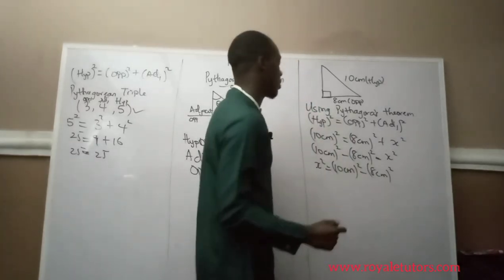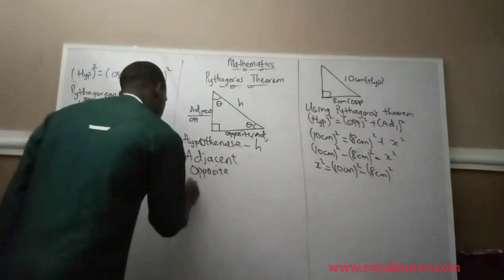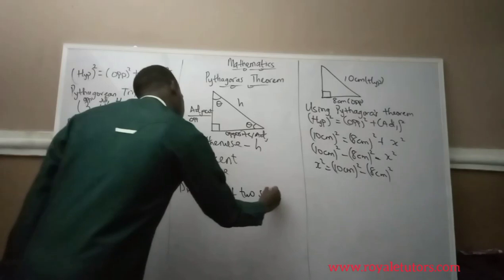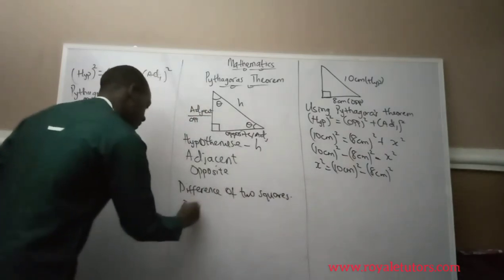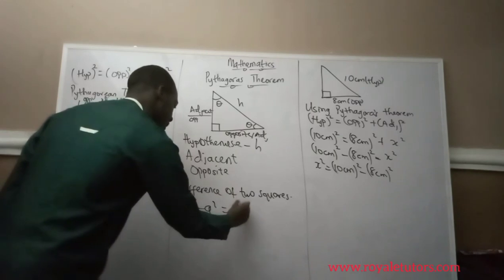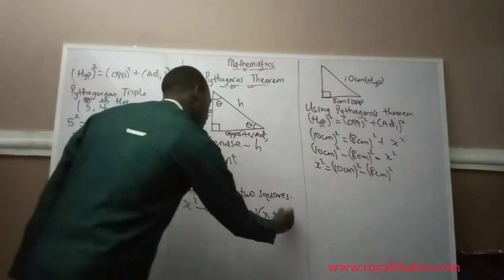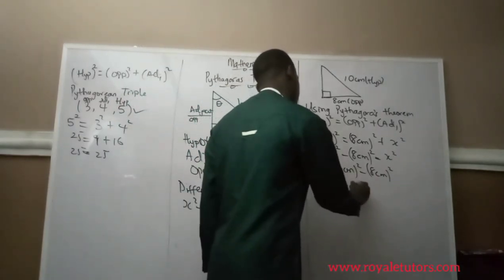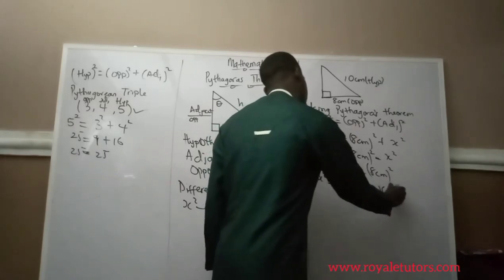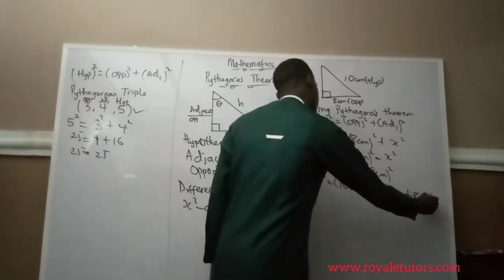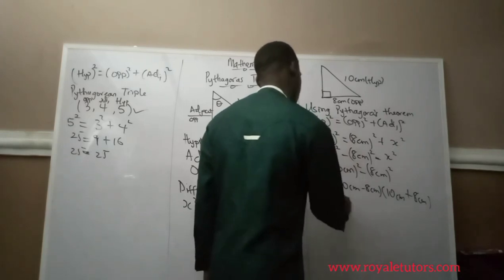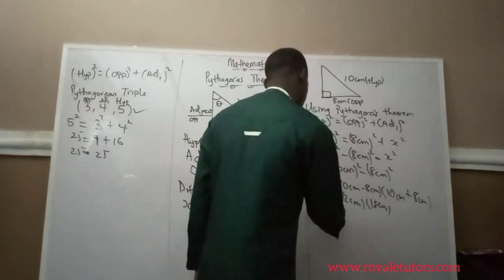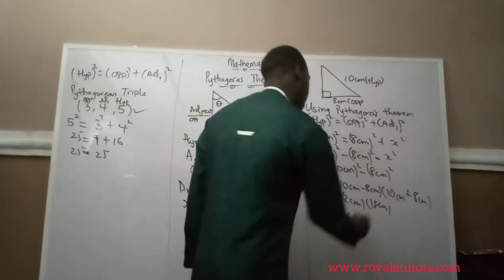So there's something we call difference of two squares. Let me quickly explain that. Difference of two squares says that x squared minus a squared is the same as x minus a multiplied by x plus a. So if I want to apply that here, my x squared is just going to be 10 centimeter minus 8 centimeter into 10 centimeter plus 8 centimeter, and that's going to give me x squared is equal to 2 centimeter multiplied by 18 centimeter, and that's simply going to be x squared is equal to 36 centimeter squared.